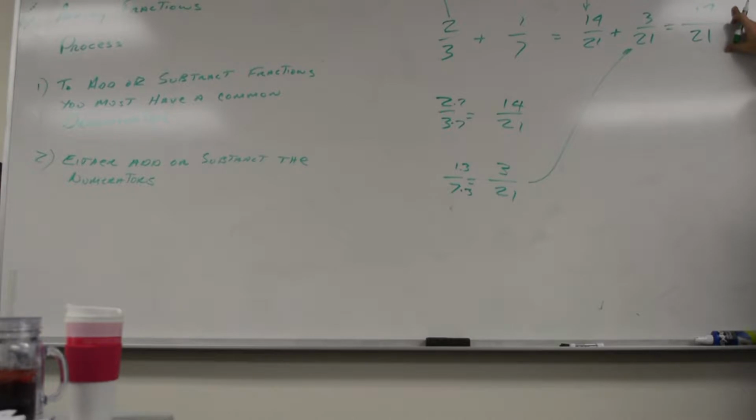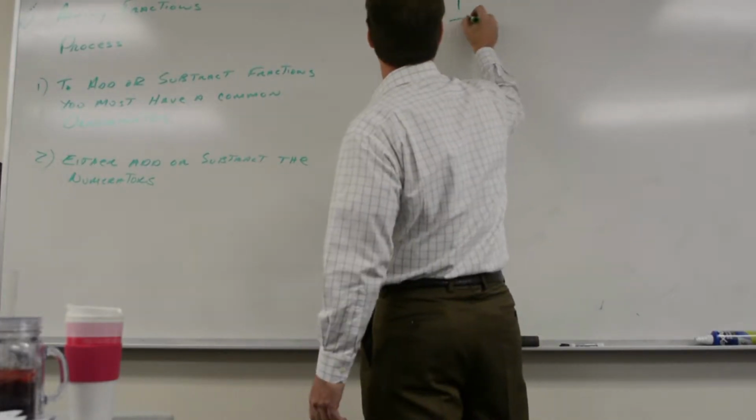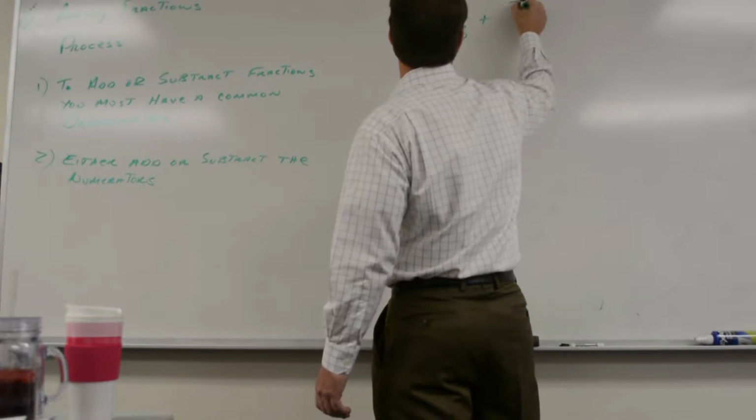Now, the next question we got to say, is this in simplest form? Is there some number that will go in both of these? No. 17 is a prime number, so as long as 17 doesn't go into 21, this is in its simplest form. I'm getting there. Question. Try to understand what we got first.